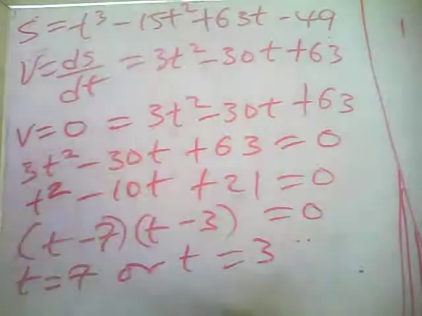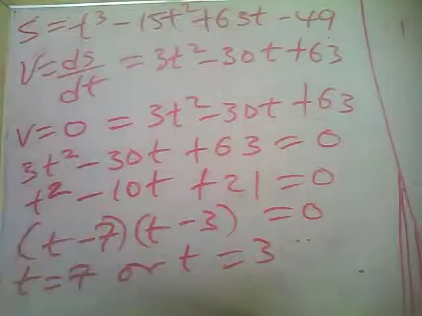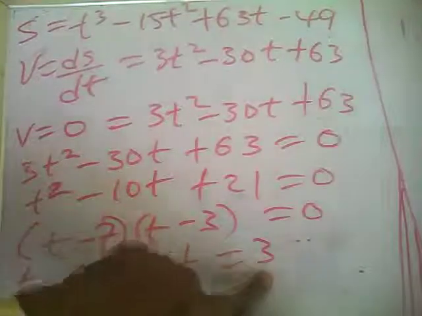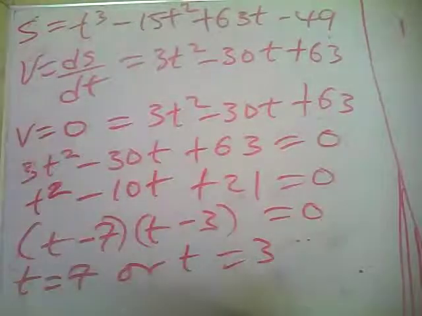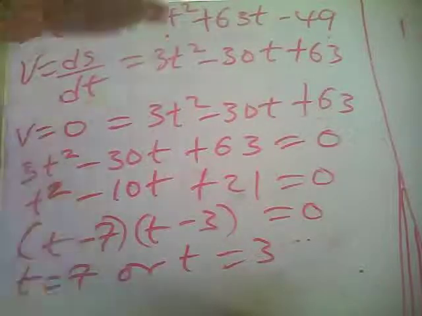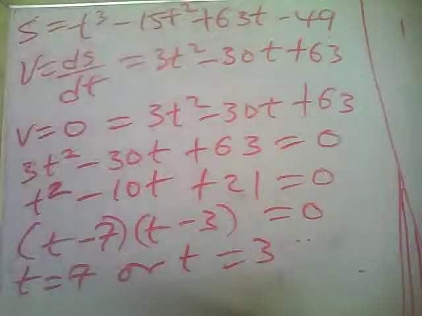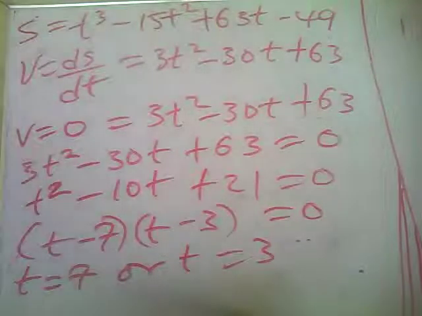3. So when the body is momentarily at rest, from this equation we have that the body is momentarily at rest either at 7 seconds or at the 3rd second. So all we have to do is what? Take this back into the displacement equation. Displacement equation is also the distance equation. So put 7 into this equation, we're going to get a value for s. Put 3 into this equation, we're going to get another value for s.